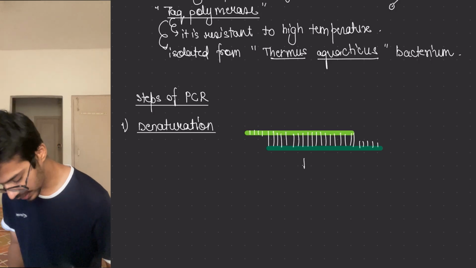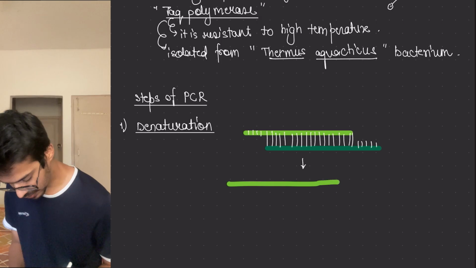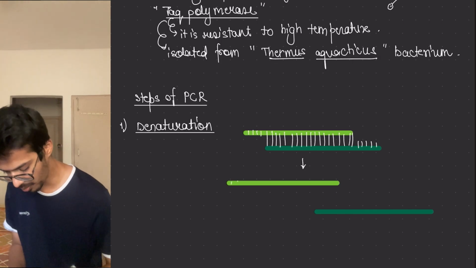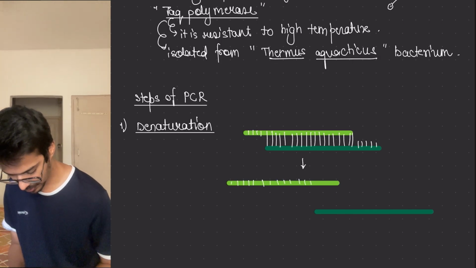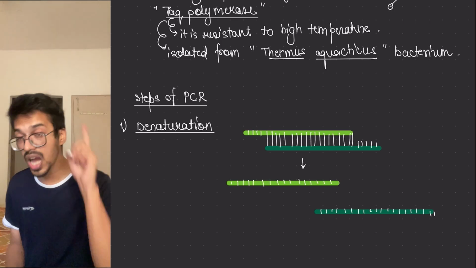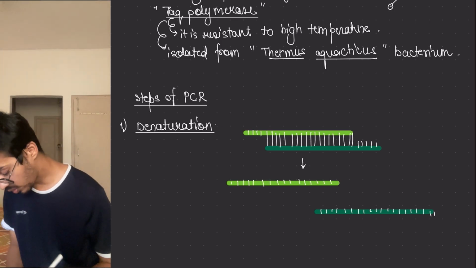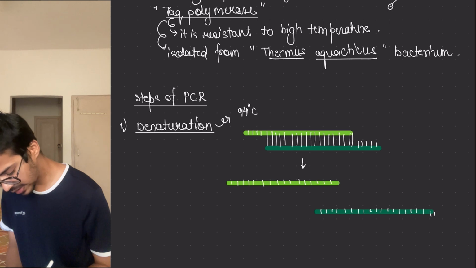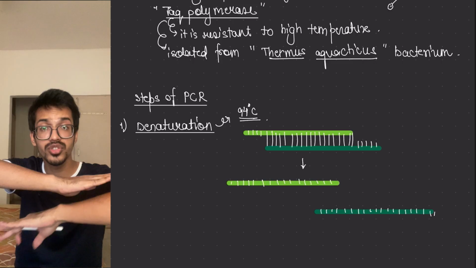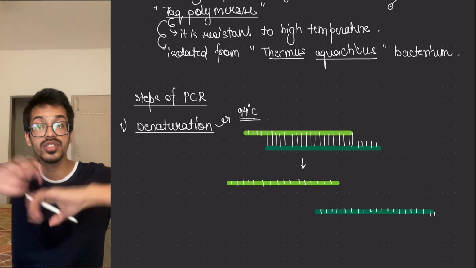So what will happen over here? This will lead to breakdown. This is the one strand and that other will be the another strand, so two strands will be formed. This is the process of denaturation. It occurs at 92 or 94 degrees Celsius. Very important to remember, because these are high energy bonds, so more energy would be needed to destroy it.